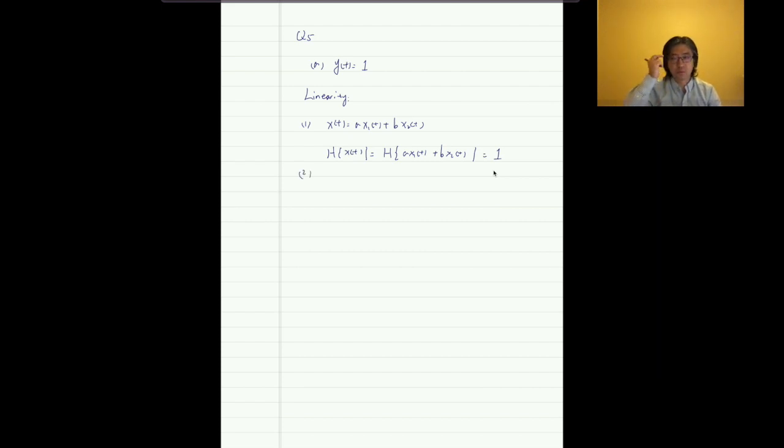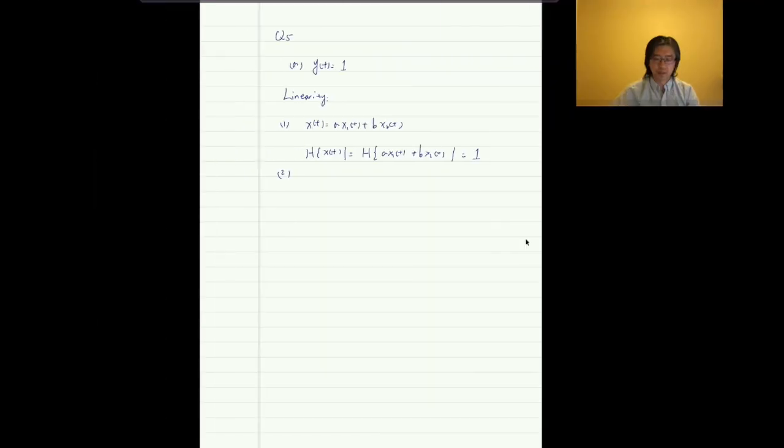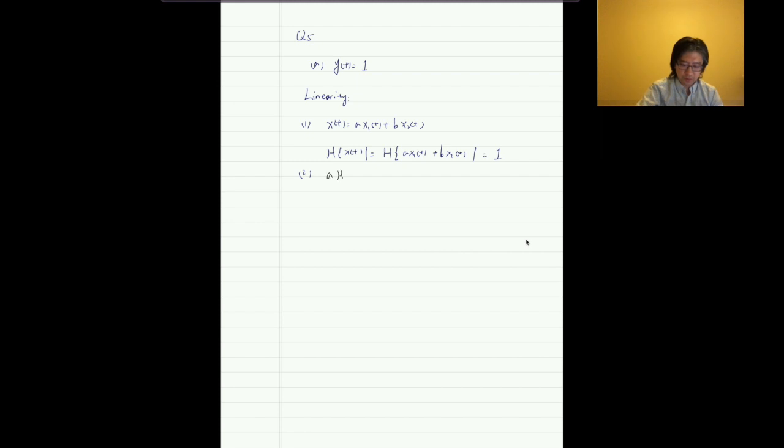The second thing we need to compute is the other formula: a h(x1(t)) plus b h(x2(t)). We know this equals a multiplied by 1, and b multiplied by 1, because no matter what the input is, the output of the system is 1. This equals a plus b. Clearly, a plus b and 1 are not equal in general, so the system is not linear.